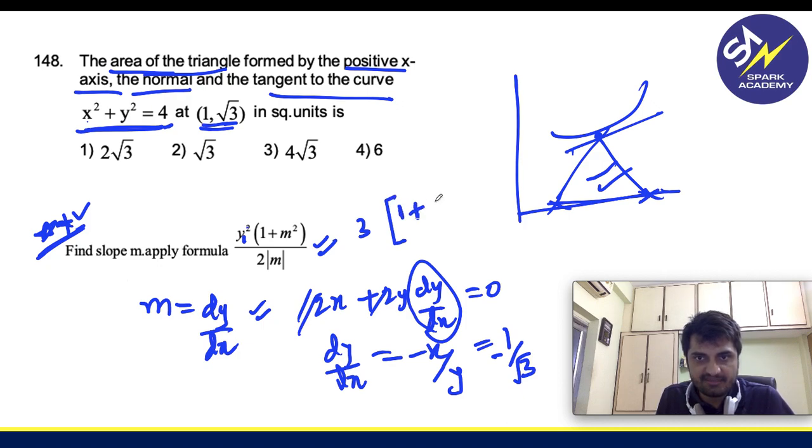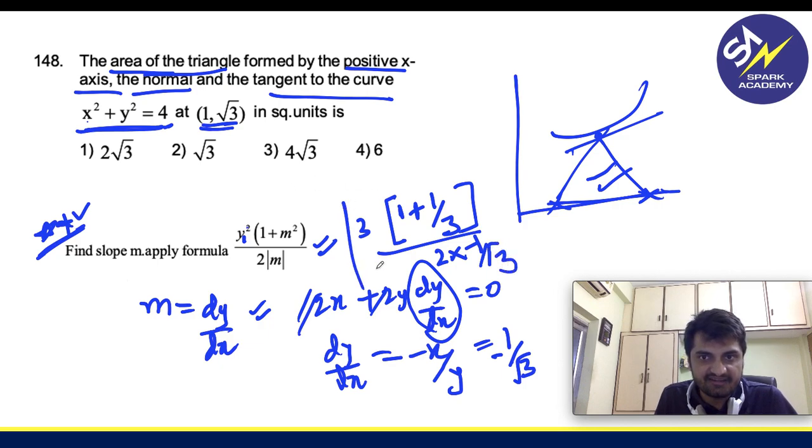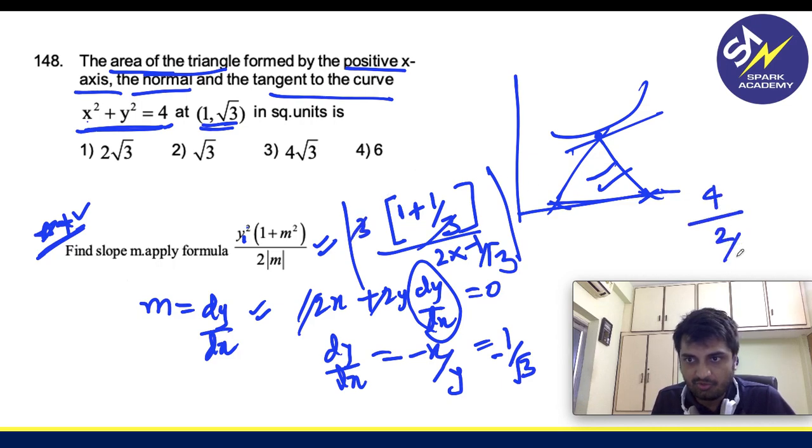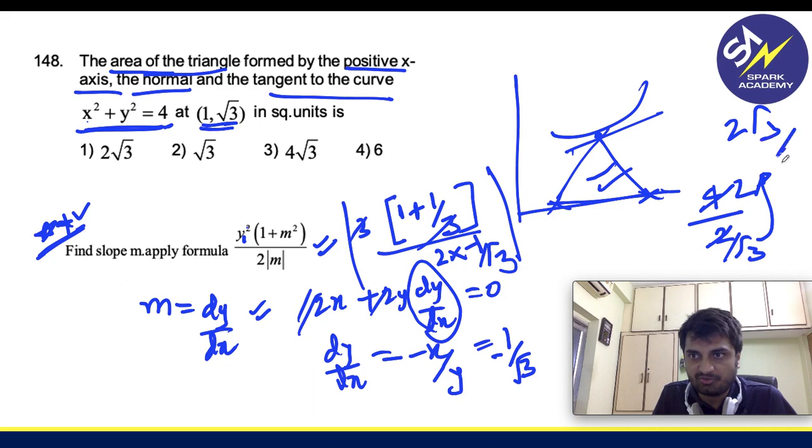1 plus m square is what? 1 by root 3 whole square is 1 by 3. Whole divided by 2m, which is 2 into minus 1 by root 3. And of course it's area, right? Area will be positive only, so it's a mod. So just simplify this, guys. 3 plus 1 is 4 by 3 into 3 will get cancelled. So here you will get 4 by 2 by root 3. 2 goes 2 times, root 3 goes up. So I'm getting 2 root 3, which is your first option.